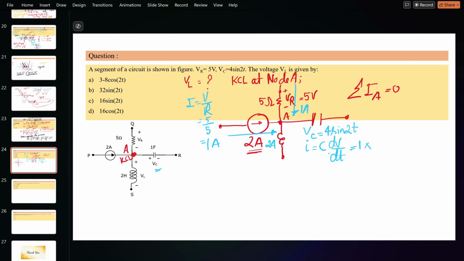Multiplied by dV by dt. If you differentiate this voltage, it will come out to be 4 multiplied by 2 cos 2t, which is equal to 8 cos 2t. So I will be 8 cos 2t, and VC is 4 sin 2t, as given.